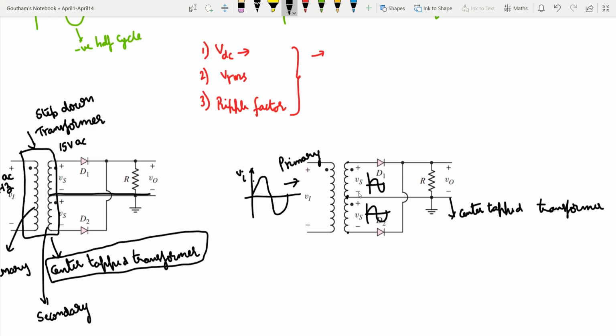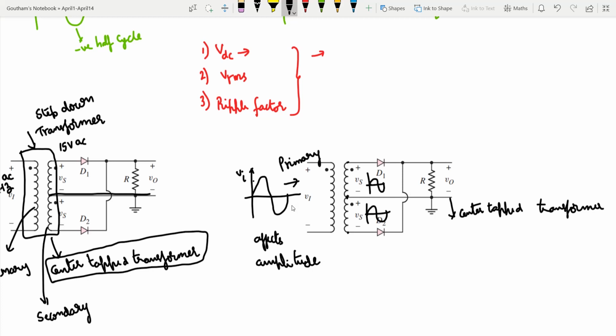So we have two vs's. Again, the shape wouldn't change; the transformer never affects the shape. You see, the input is a sinusoid, the output is also a sinusoid. Of course, if it is a step down transformer, it might affect the amplitude, but it wouldn't change the shape or phase shift or any such properties of the sinusoid.